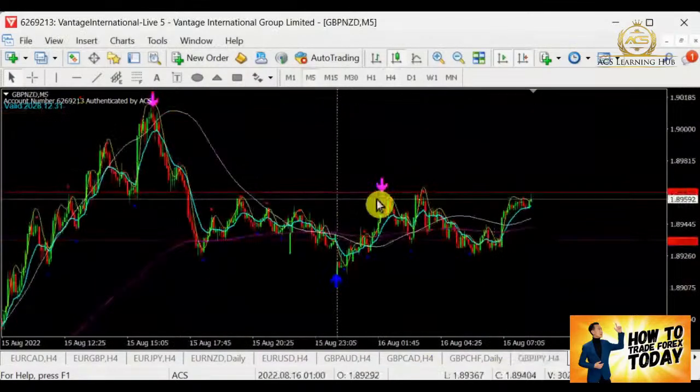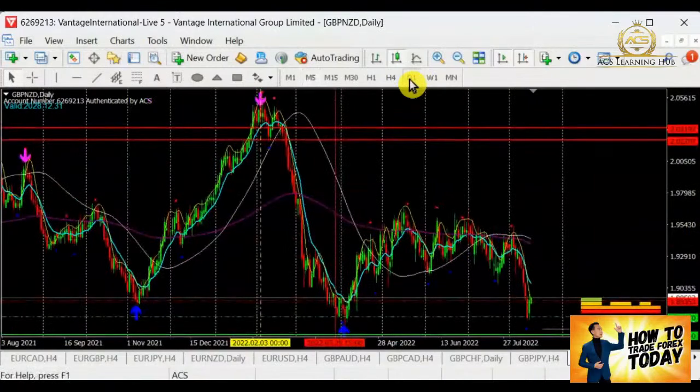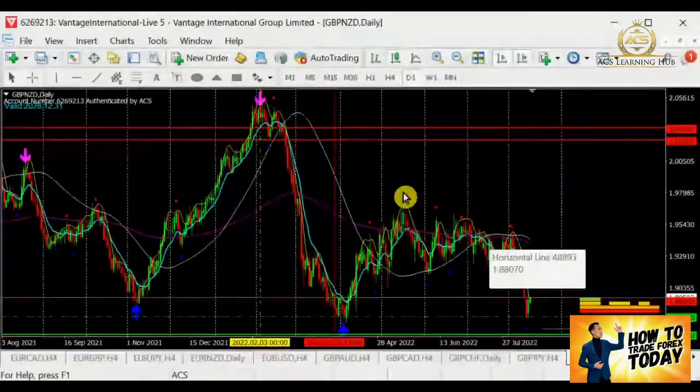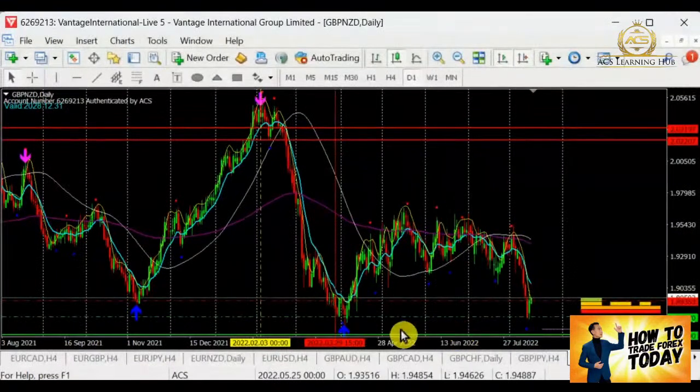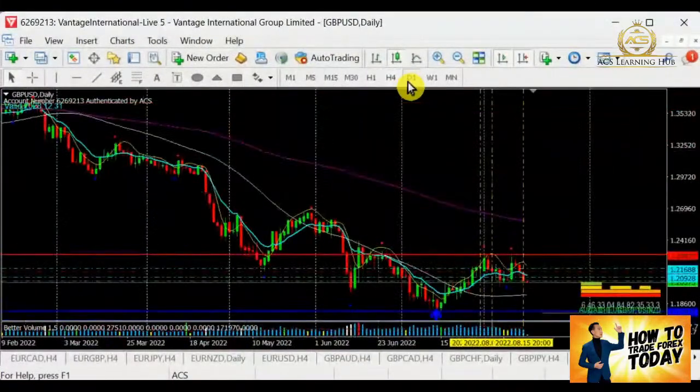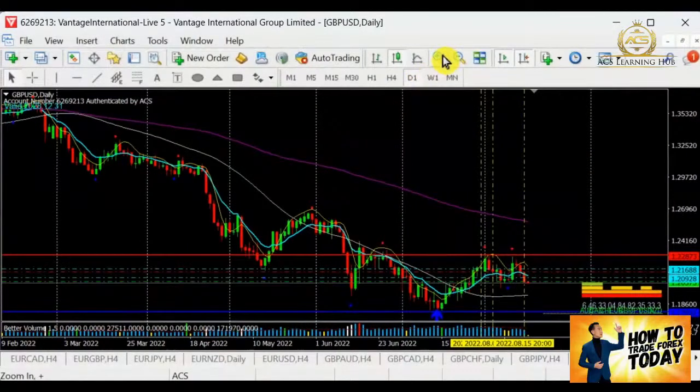And pound kiwi. Let's take a look at pound kiwi. After we tested the support and completed the whole cycle over here, now it's actually going for a buy. So for pound kiwi, I would suggest a buy rather than selling.